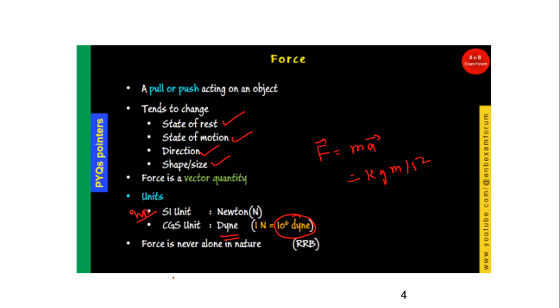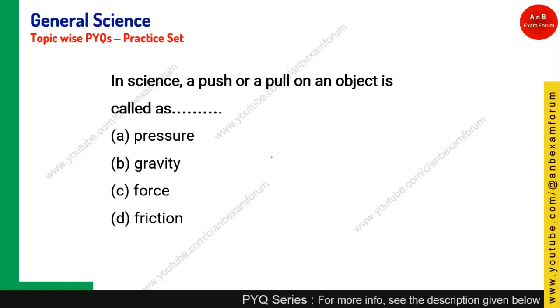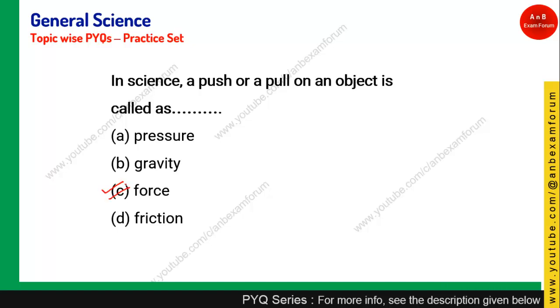In science, a pull or push on an object is called what? Just now we have seen the definition of force. Force is nothing but a pull or a push on an object. So option C is the right answer.